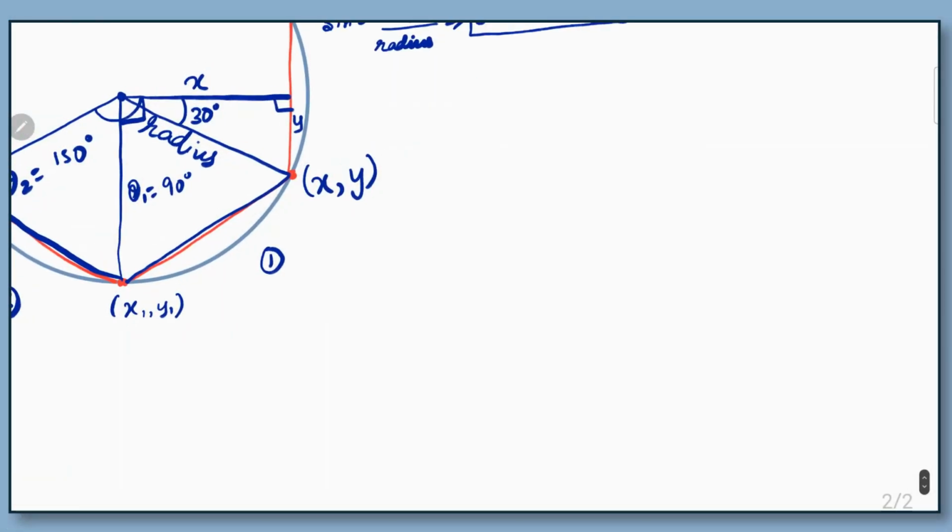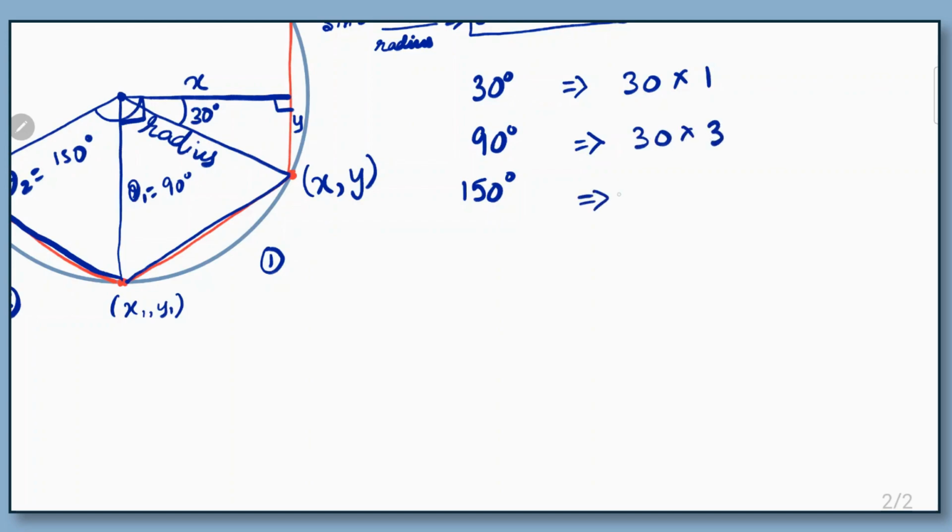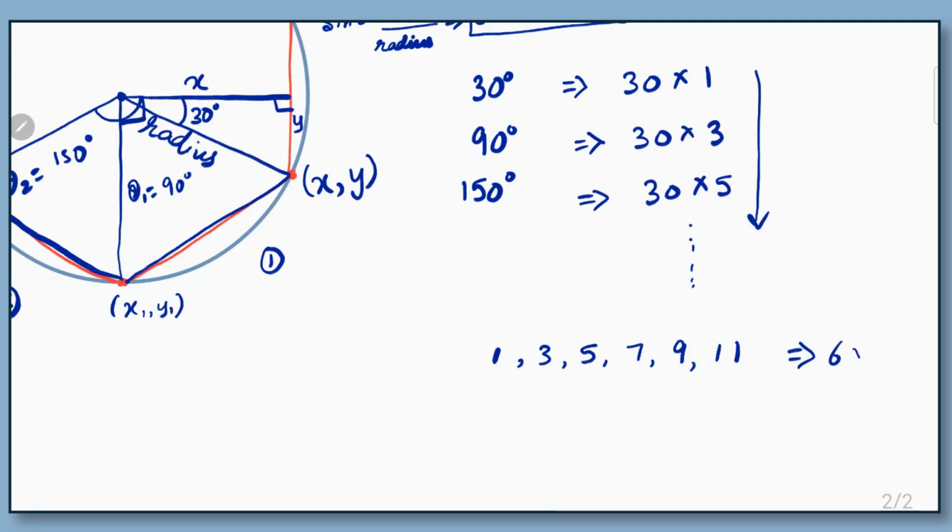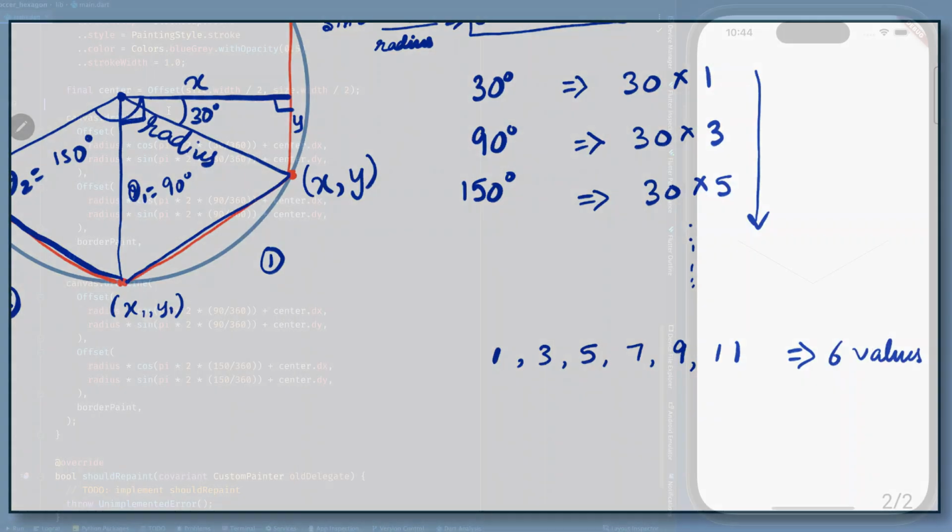We can find a relation with all the angles of which we need offsets. First angle is 30 degrees, let's say 1 multiplied by 30. Second is 90, that is 3 multiplied by 30. And third is 150, that is 5 multiplied by 30. And the series goes on for 6 points. So our final values will be 1, 3, 5, 7, 9, 11. Stop at 11 because we need only 6 values. We have 6 vertices for a hexagon.